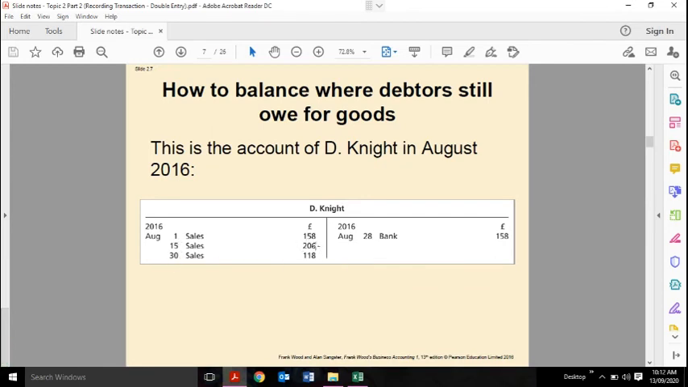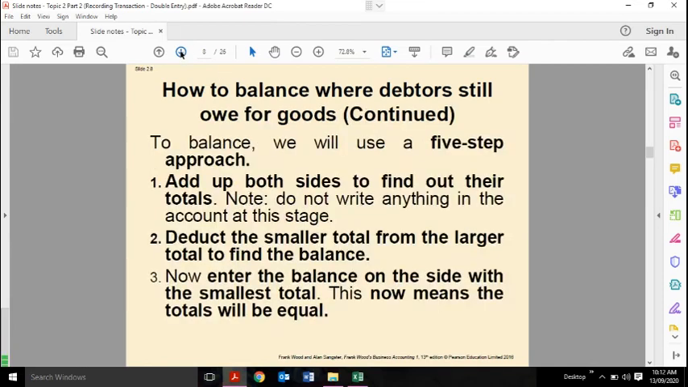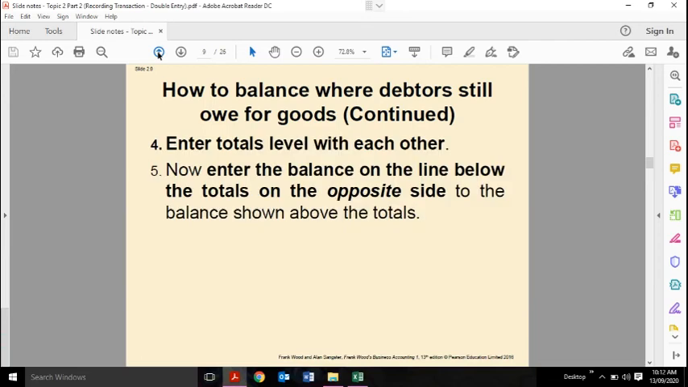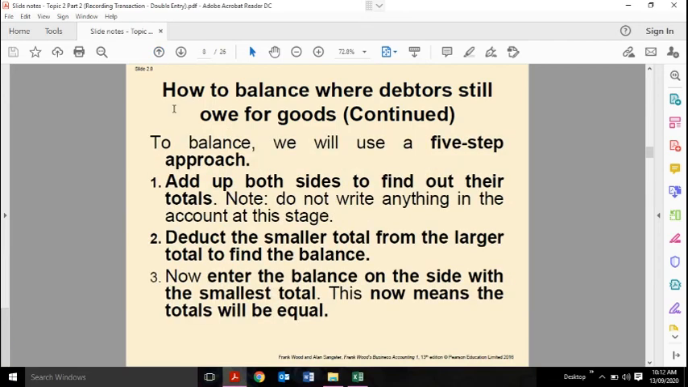Meanwhile, for the 15th and 30th, they still owe the business. So how to do this balancing? I will read through this and I will explain.